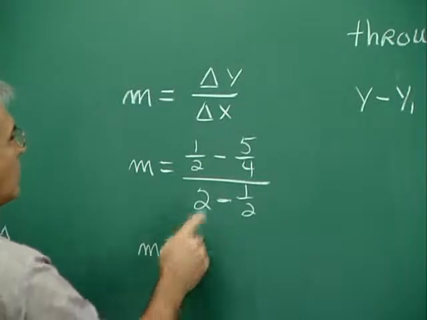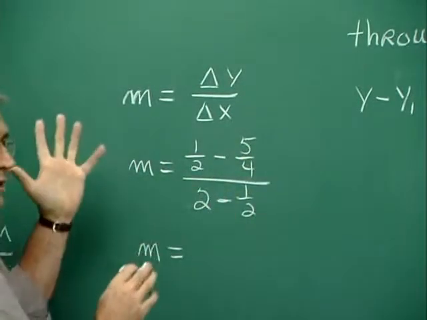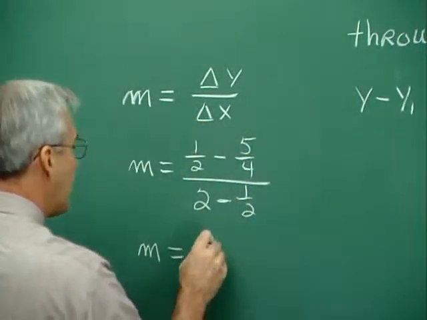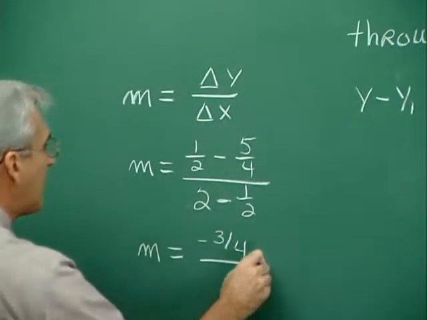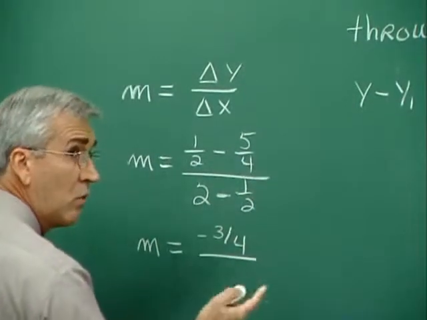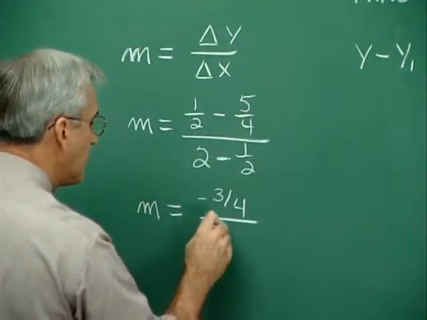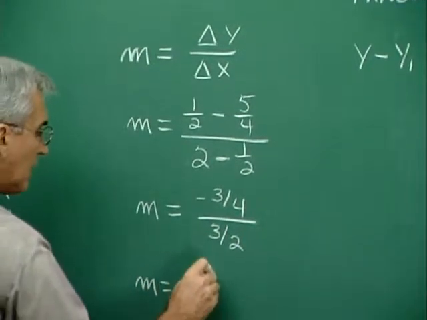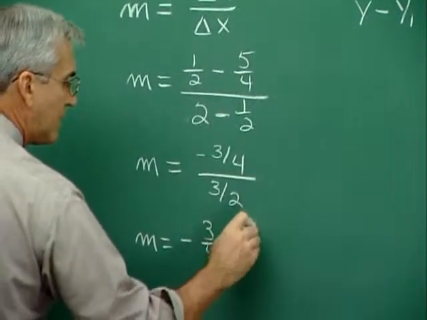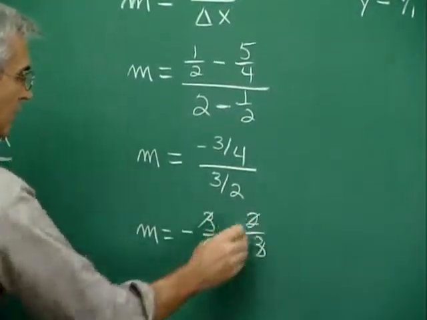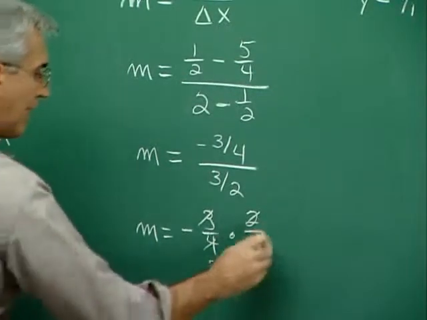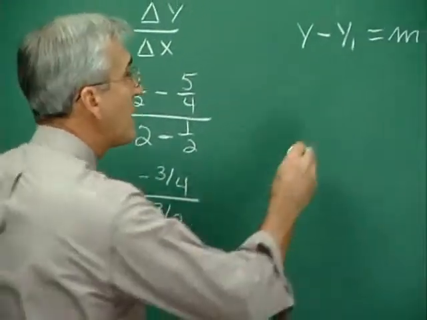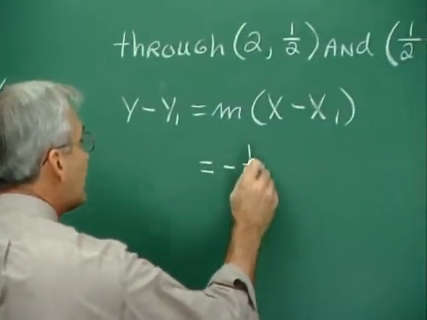All right, let's see. We have 1/2 minus 5/4. Now let's think through this a little bit. I don't have a great deal of room right here. This is 2/4. 2/4 minus 5/4 is negative 3/4. And in the denominator, I have 2 minus 1/2. That's 4/2 minus 1/2, or 3/2. So this is 3/2. Now this means negative 3/4 times 2/3. 3's go out. 2 and a 4, 2. Negative 1/2. Okay, good. Now, negative 1/2. So now I have information about the slope. I'm going to put the negative 1/2 information right here.